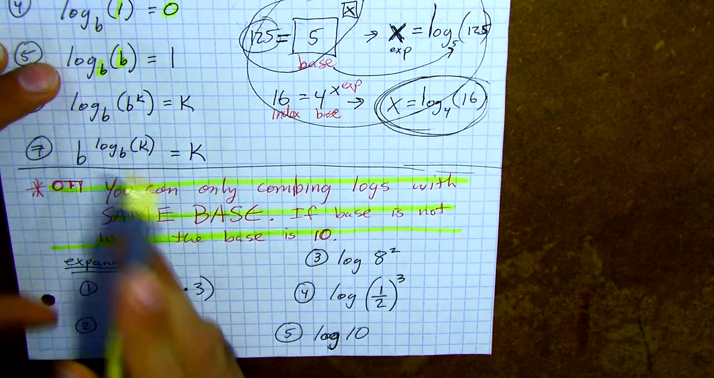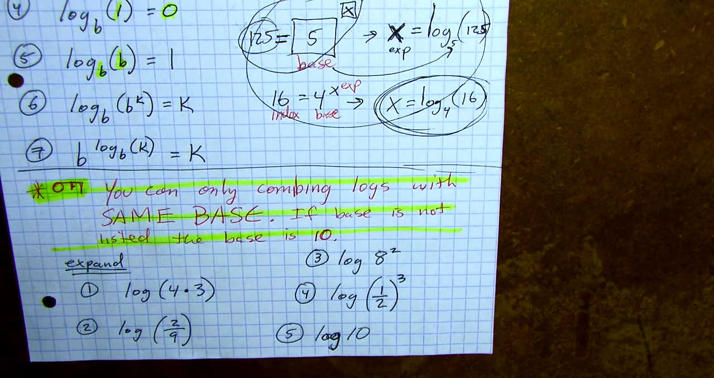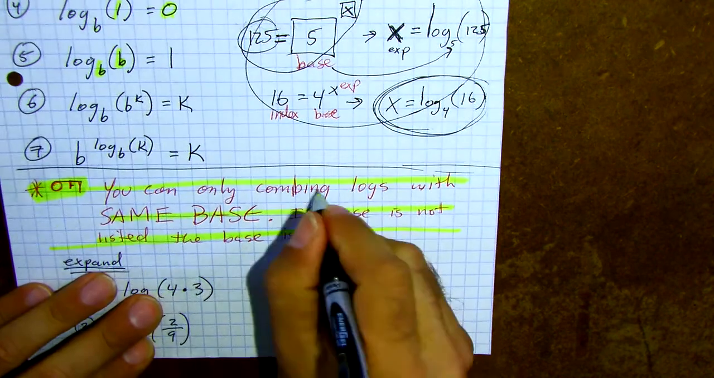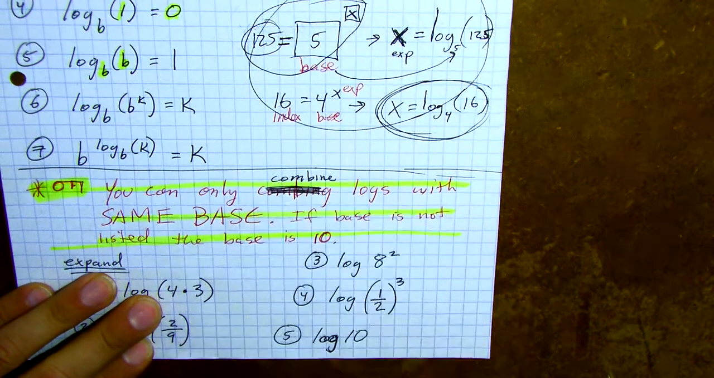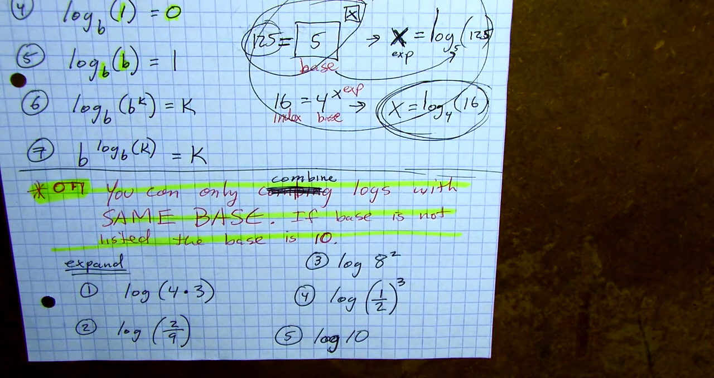So go ahead and copy this. This is key. Anytime I put a key, that's just like a super important part to know. You can only combine logs with the same base. If base is not listed, the base is 10. The base is 10. Okay.